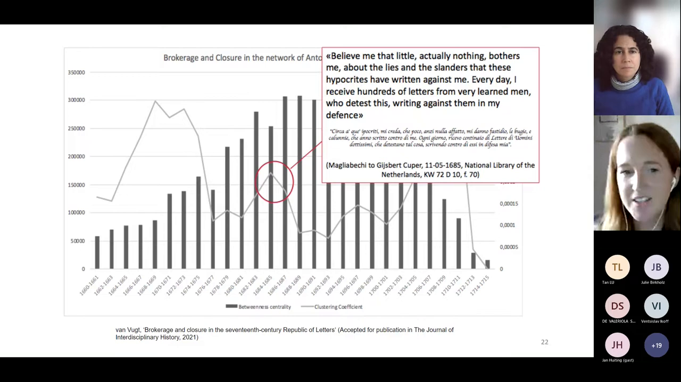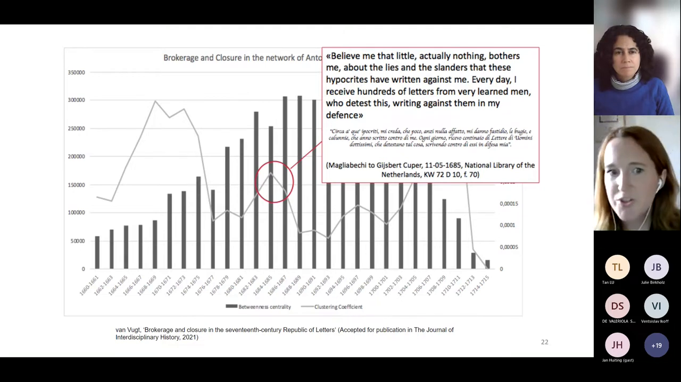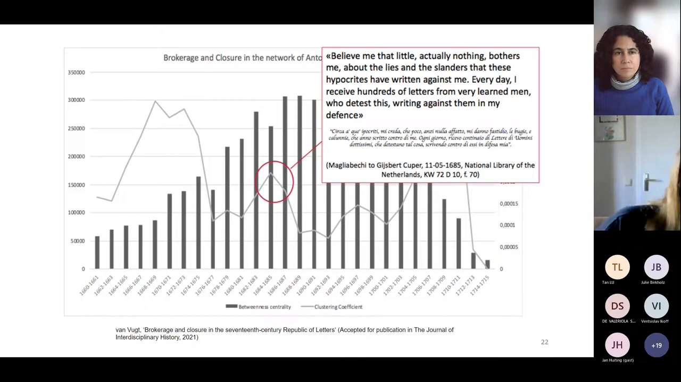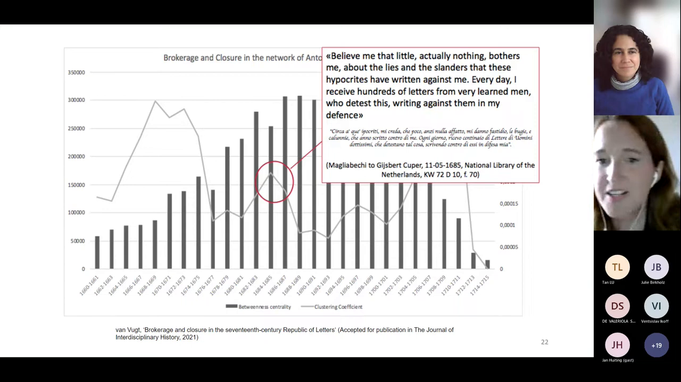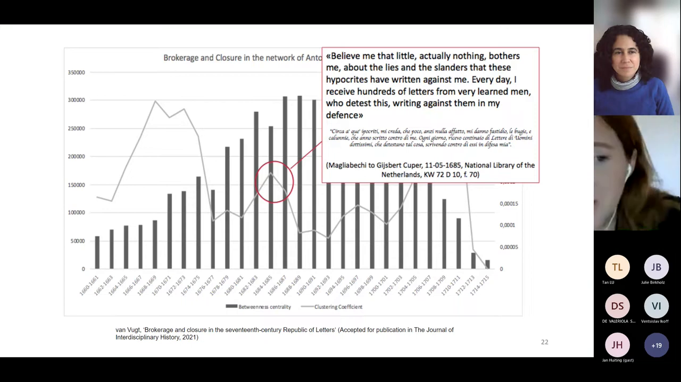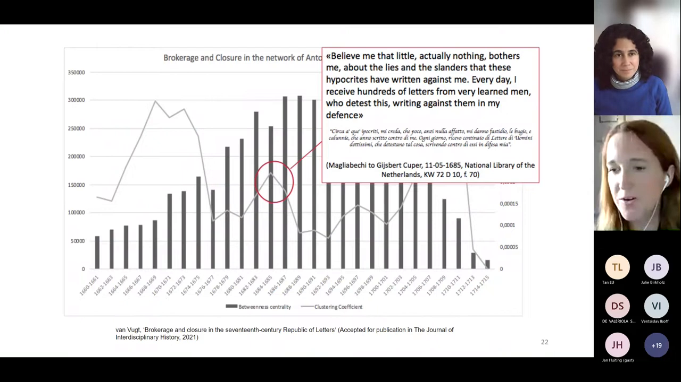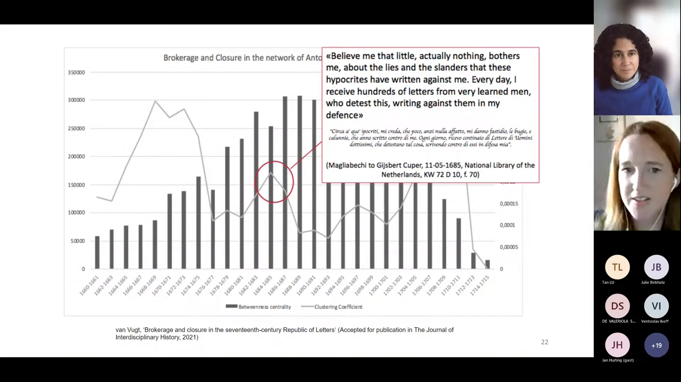On the other side, we can also see that his closure increases, so the other way around. And then we can really read... I'll just get some water. I have a really dry throat today. So we can really see here that the closure in his network increases, which means that something happened so that his network around him became densely connected.